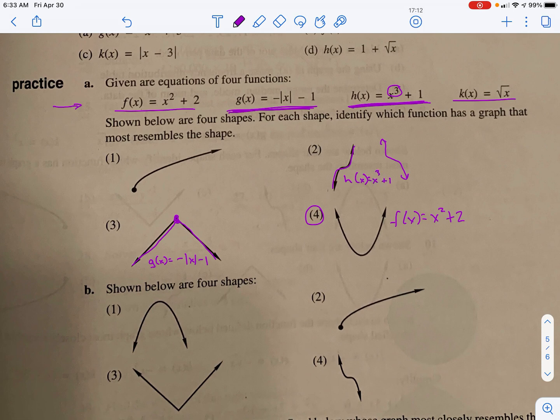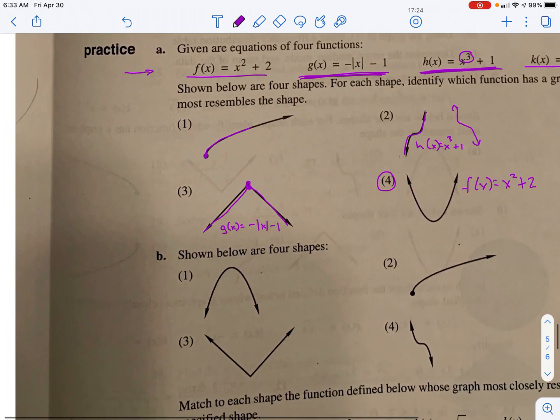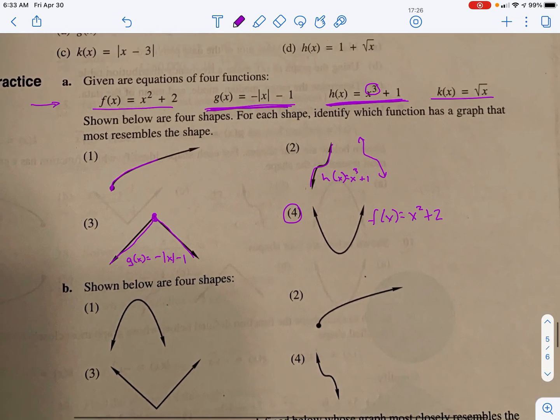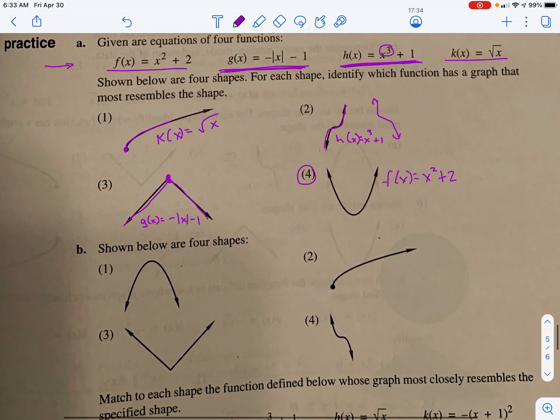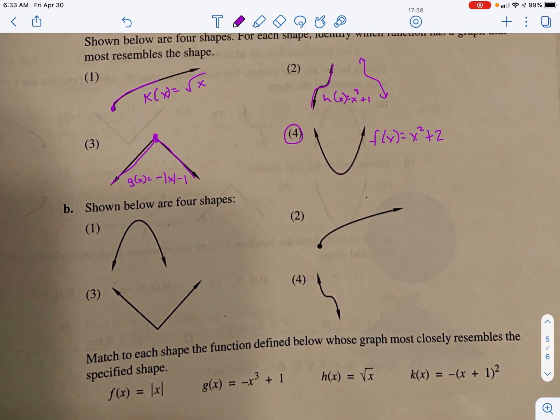cubic function. And then the last one, of course, has to be the square root. But we remember the square root function starts at a point, starts to curve, and continues on and on. Okay, so this one is going to be the function that starts with k of x equals the square root of x. Okay, so recognizing what they look like on a graph. Now here they give us the graphs. Let's see if we can determine what those are.